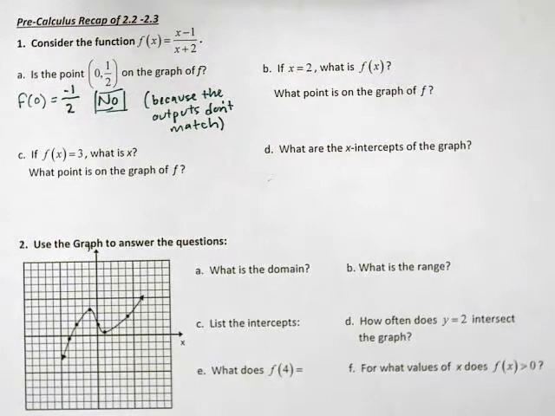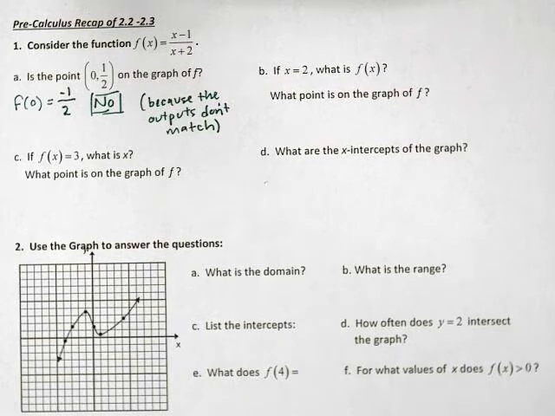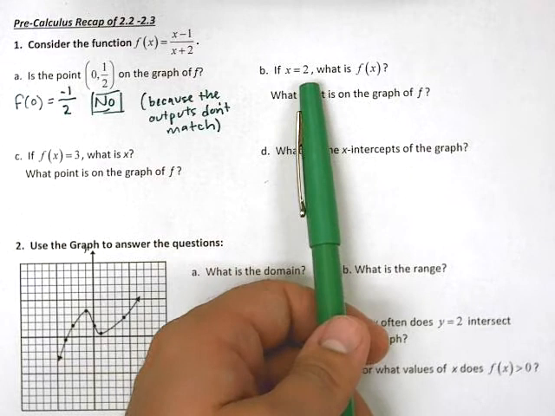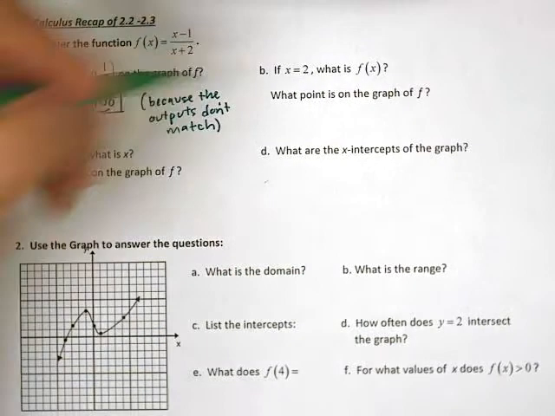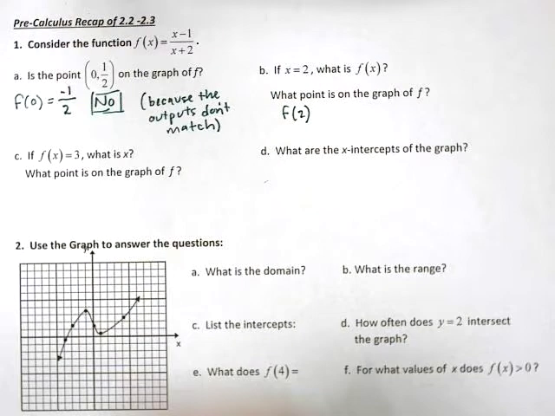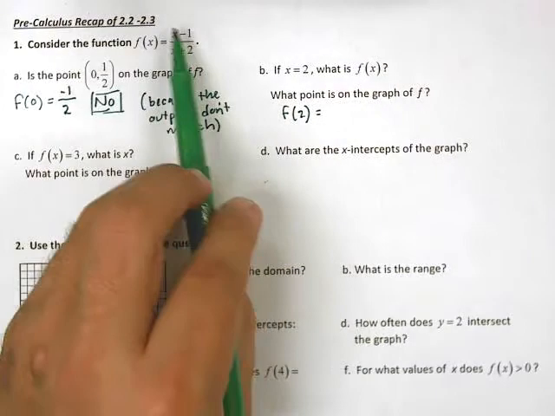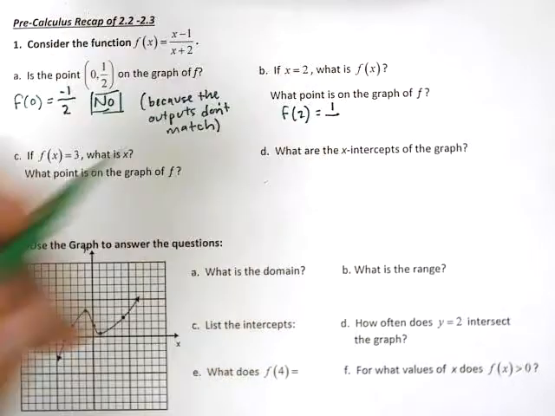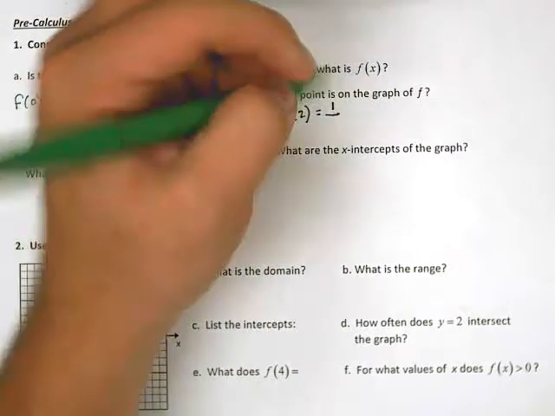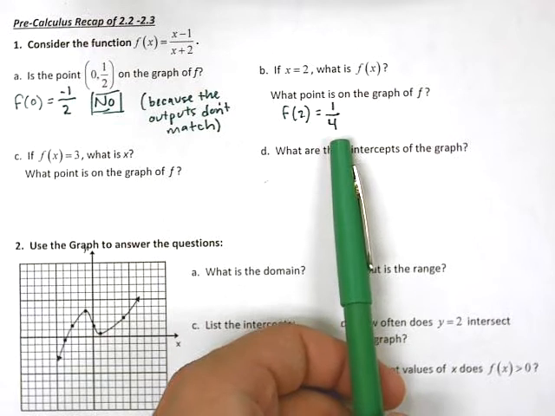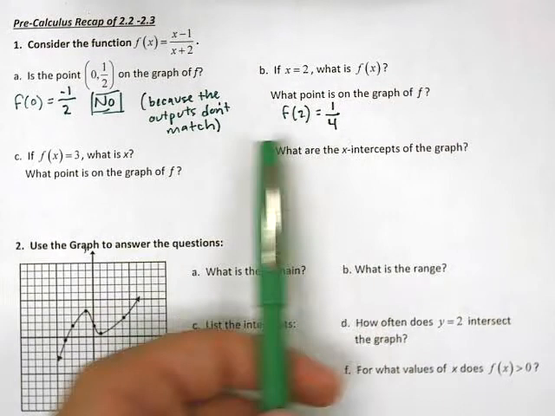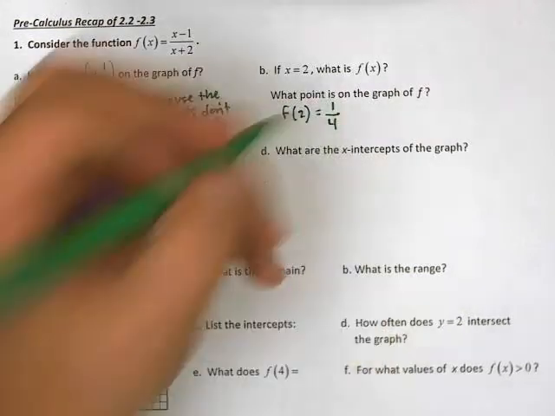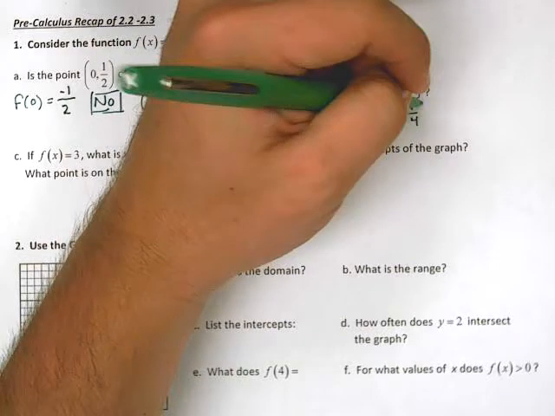Now, on letter B, if x equals 2, what is f of x? This is really similar to this. We're just not doing any testing. We just need to say, I'm going to input 2, and I want to get the output. So, f of 2 equals, well, what do I get? 2 minus 1 is 1, and 2 plus 2 is 4. So 1/4. So now I know that f of 2 is 1/4. How do I finish this problem up? What point is on the graph? Well, this was my input, this is my output, so 2, 1/4.